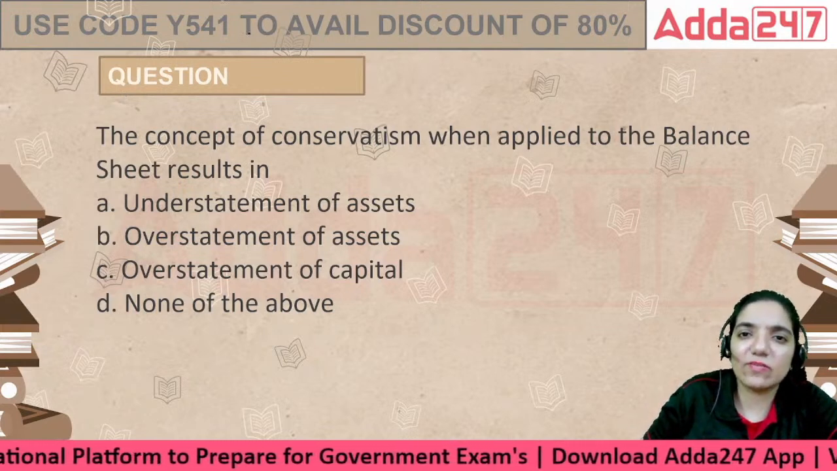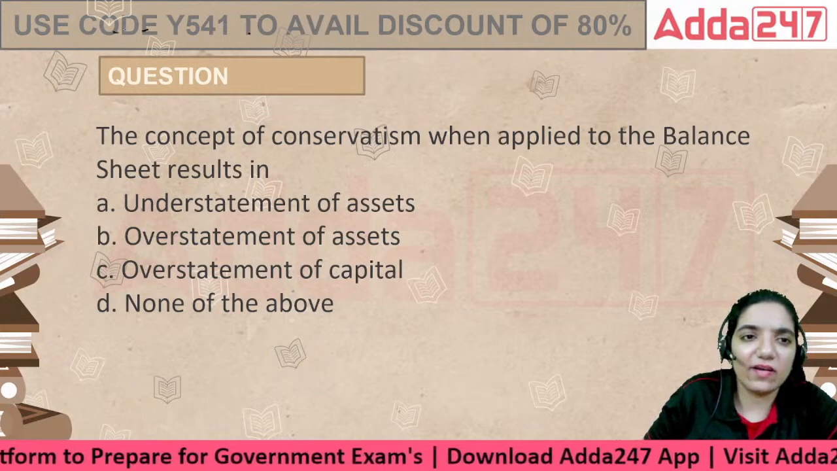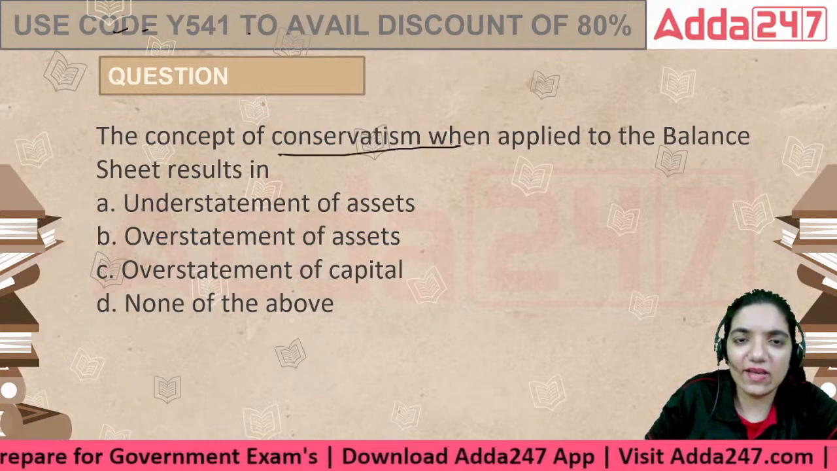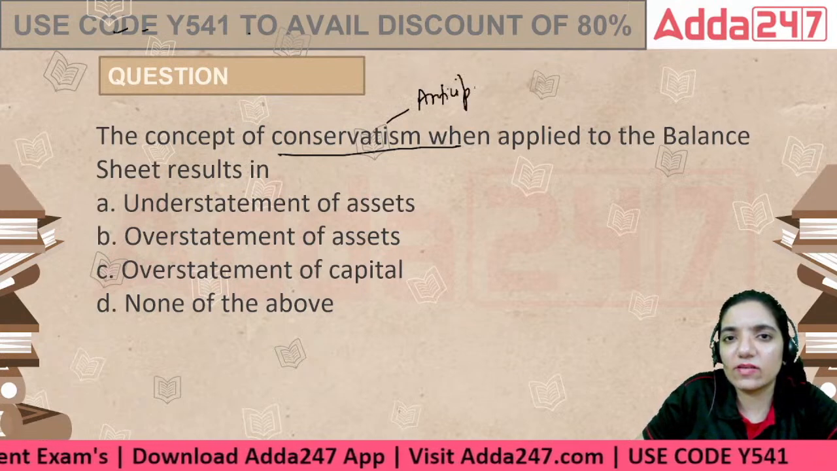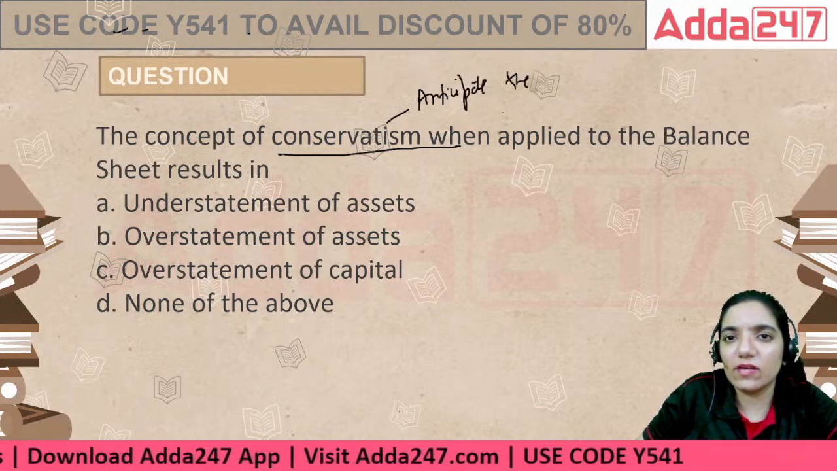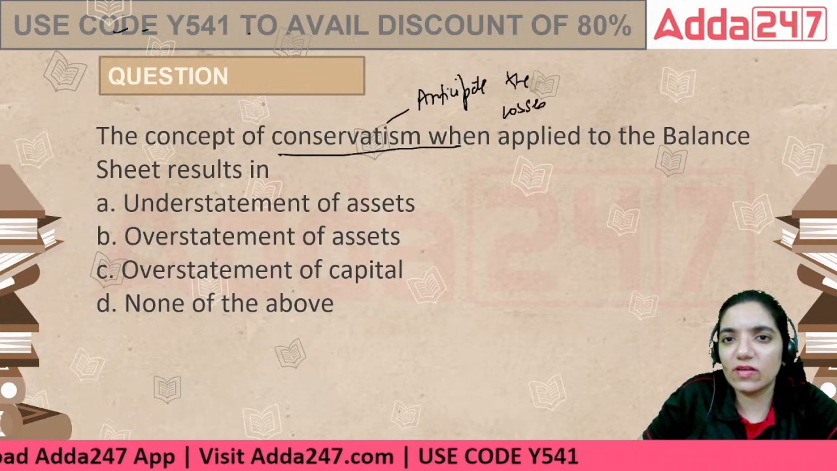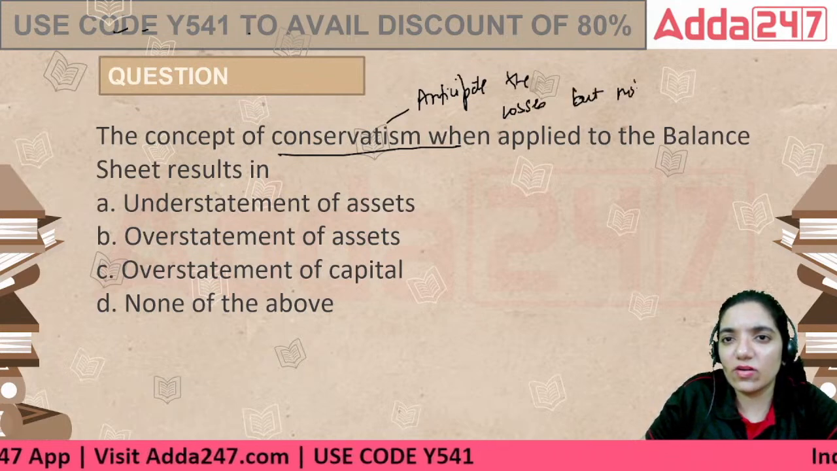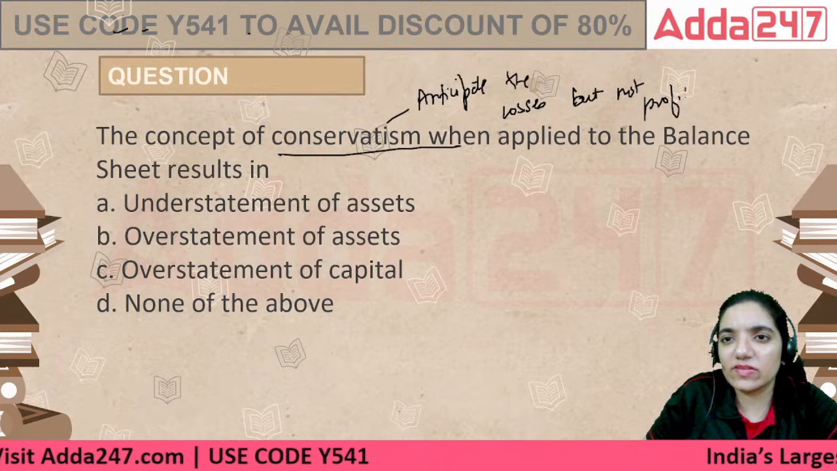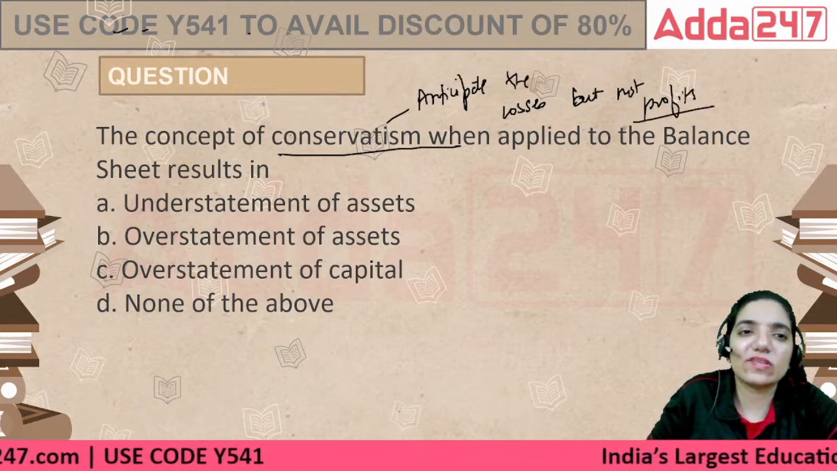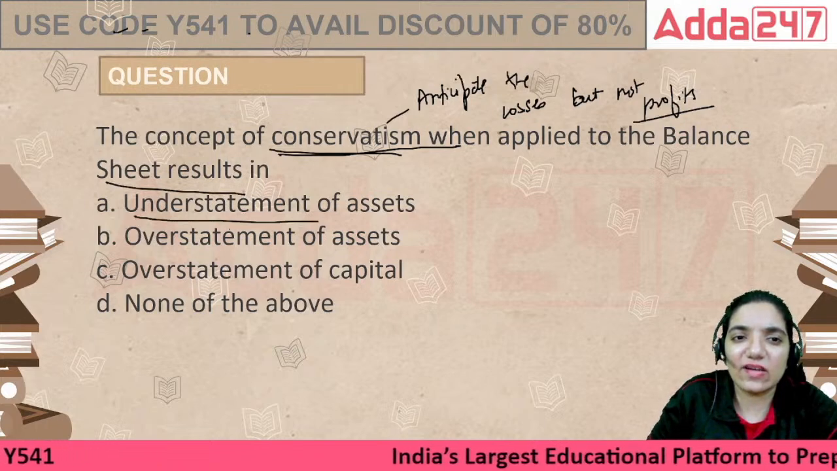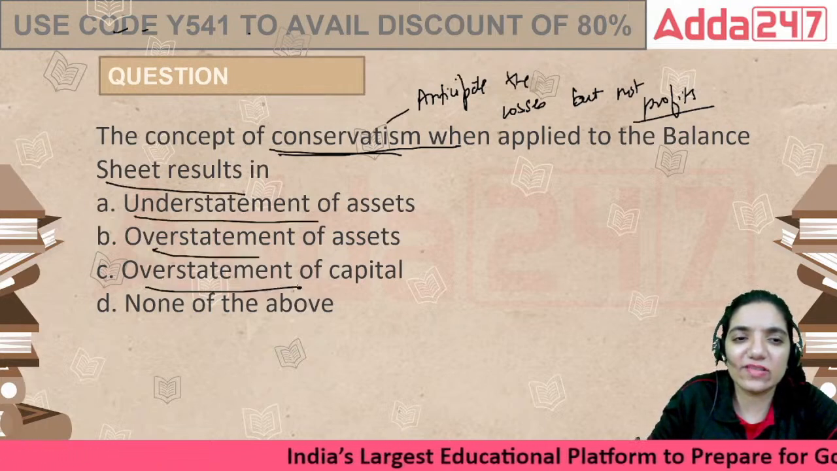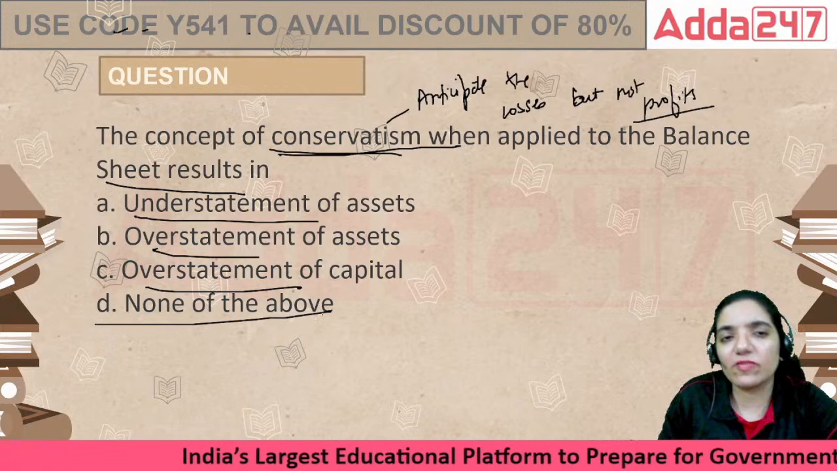Concept of conservatism when applied to the business, the balance sheet results in... Conservatism is to anticipate the losses but not profits. So when we talk about this, the concept of conservatism when applied to the balance sheet results in understatement of assets, overstatement of assets, overstatement of capital, or none of the above.